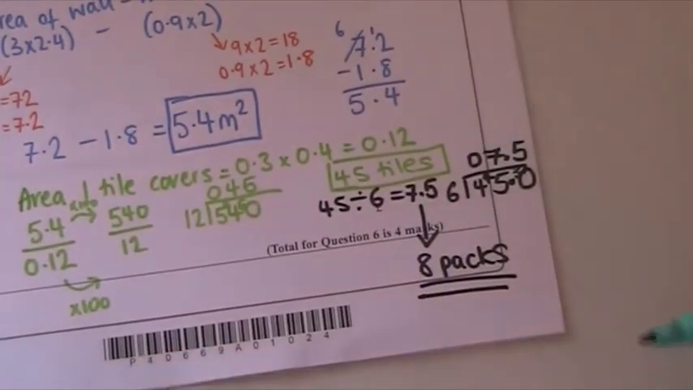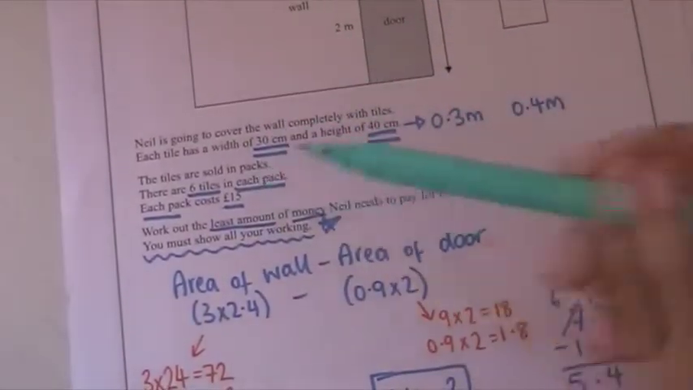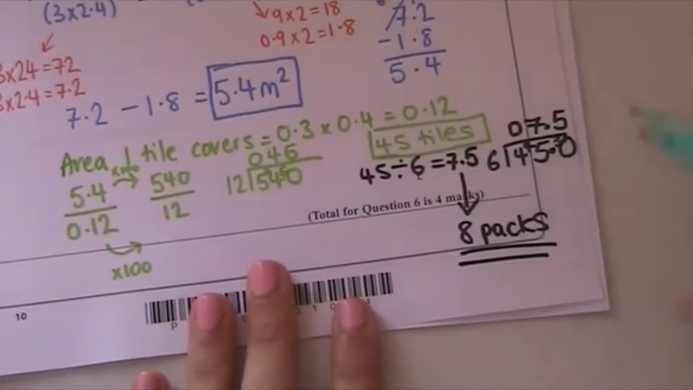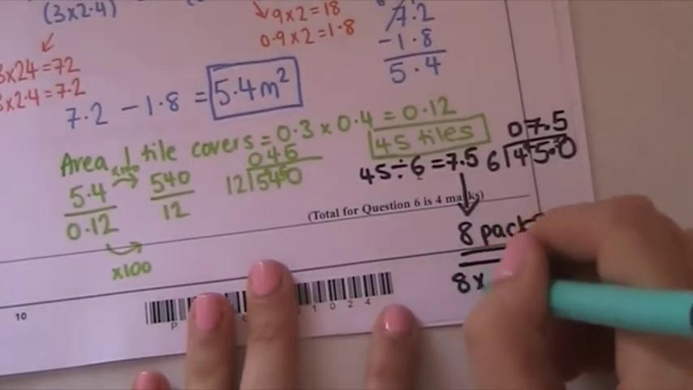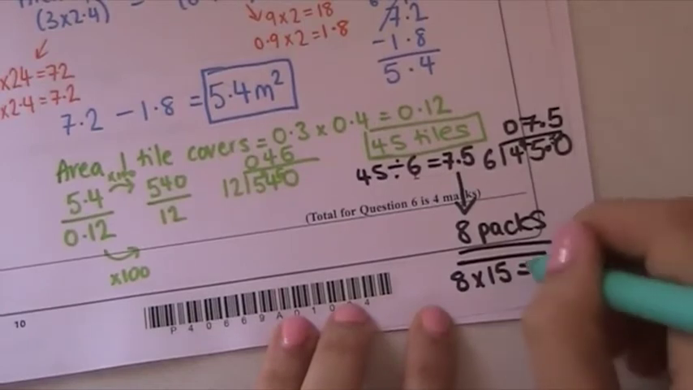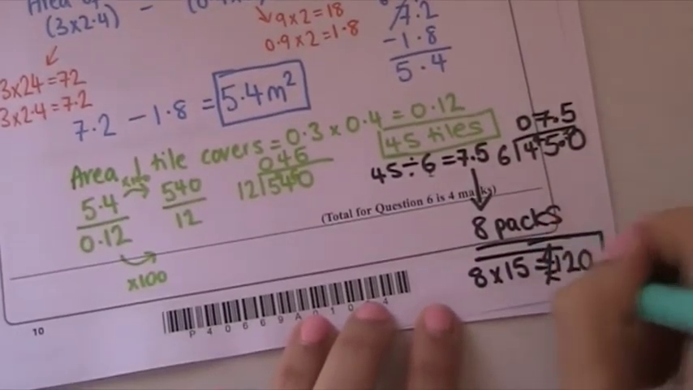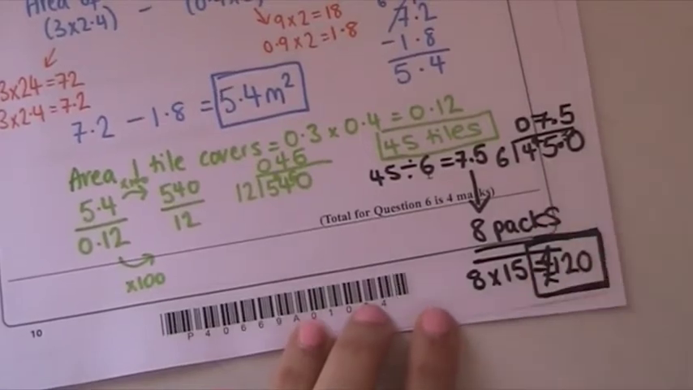If we look at the cost of this, as it wants his least amount of cost, 1 pack is £15, we've got 8 packs. So 8 times by 15 gives us £120. So my final answer, £120, is what it will cost for Neil to decorate his wall.